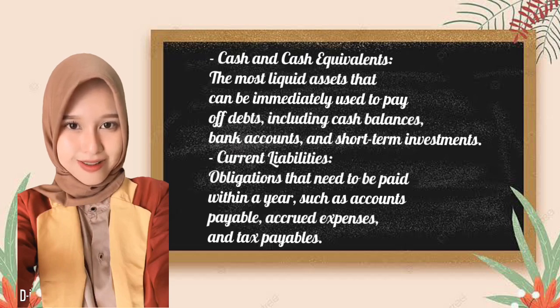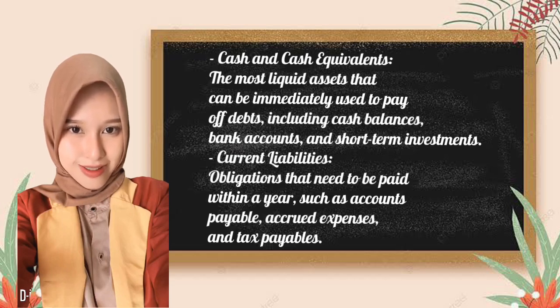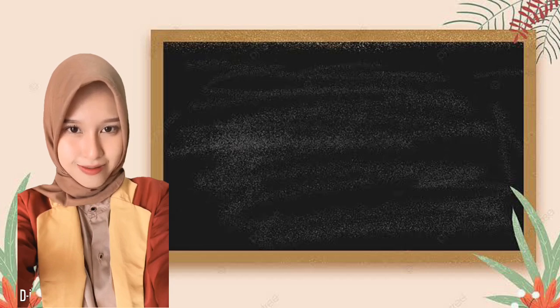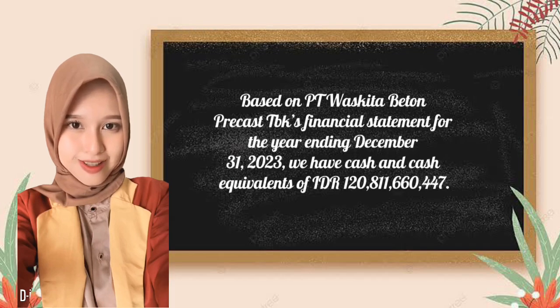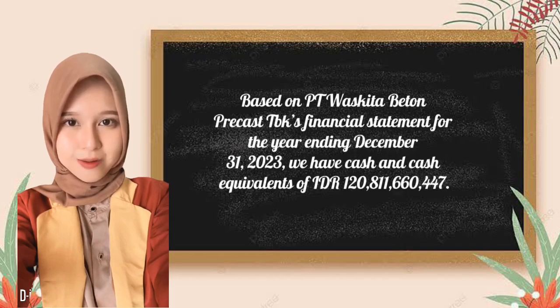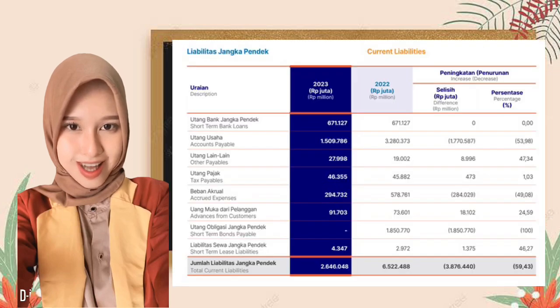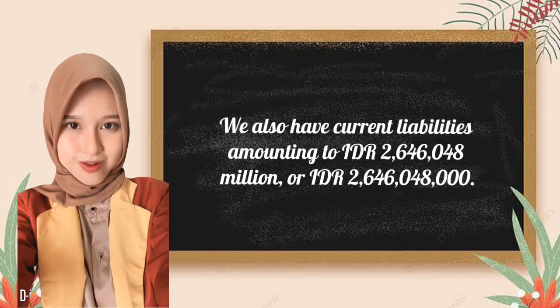Based on PT Wasgita Beton Precast Tbk's financial statement for the year ending December 31, 2023, we have cash and cash equivalents of IDR 120,811,660,447. We also have current liabilities amounting to IDR 2,646,048 million, or IDR 2,646,048,000. Now we can substitute the data into the formula.